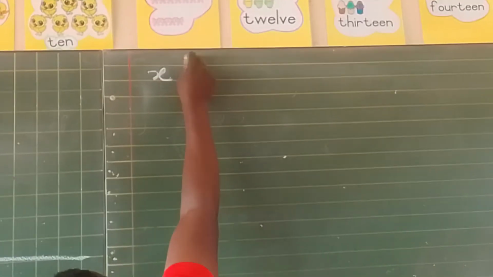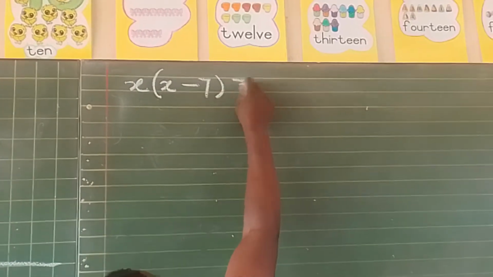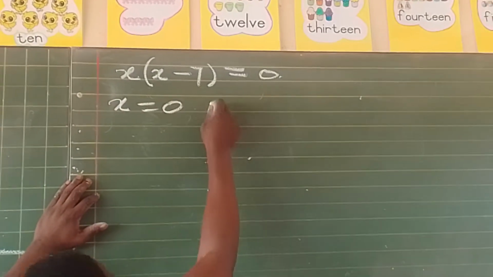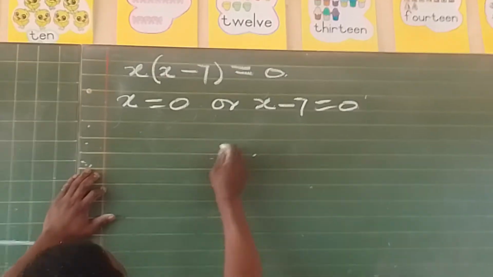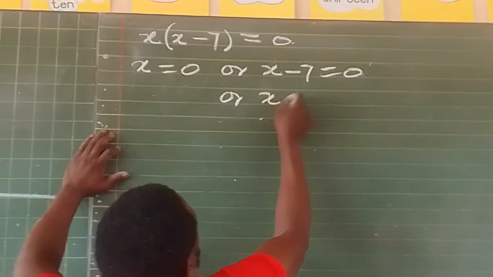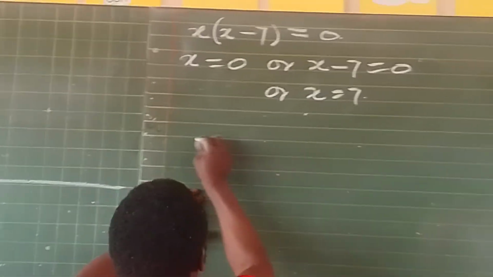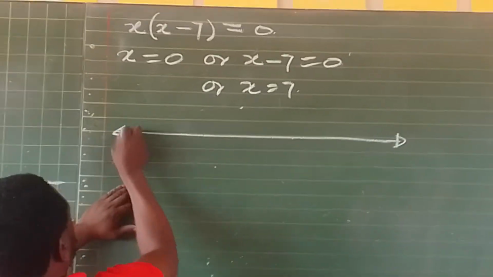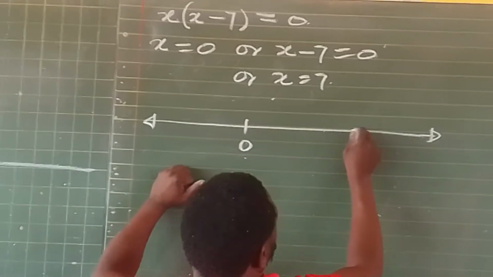I want to take you step by step, grade 11. x(x - 7) = 0. Now we say x = 0 or x - 7 = 0, or x = positive 7. Now we go for your number line. Here is your number line. You find that there is a 0 and there is a 7.